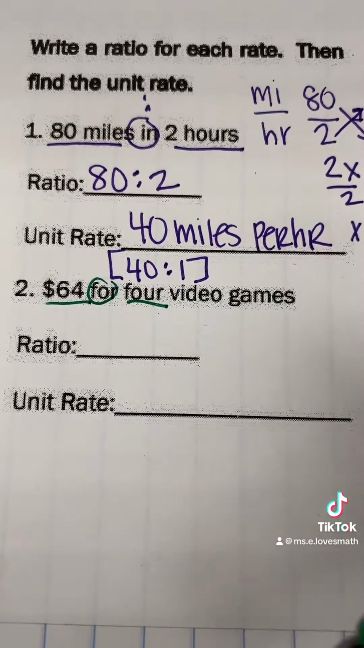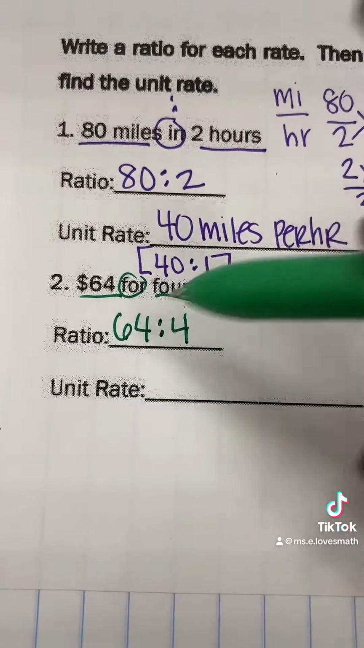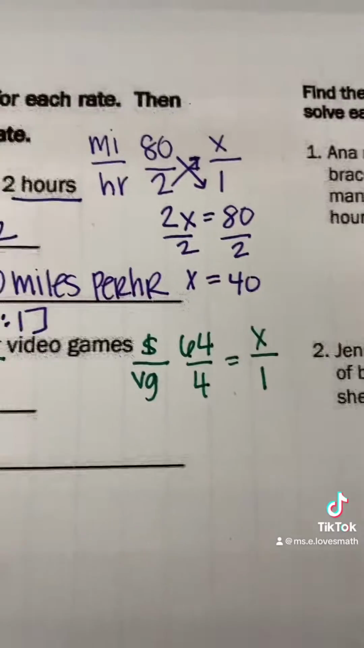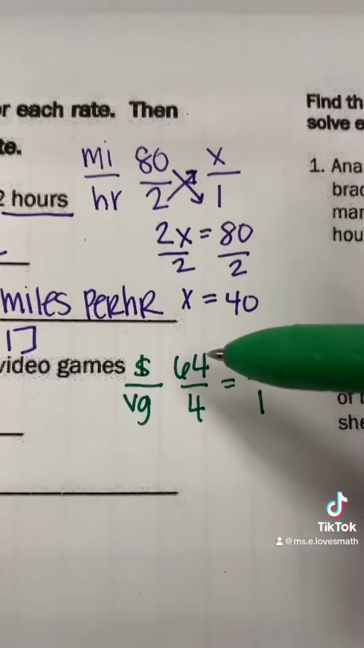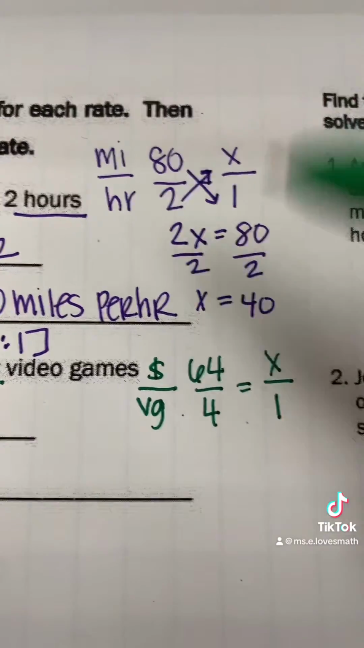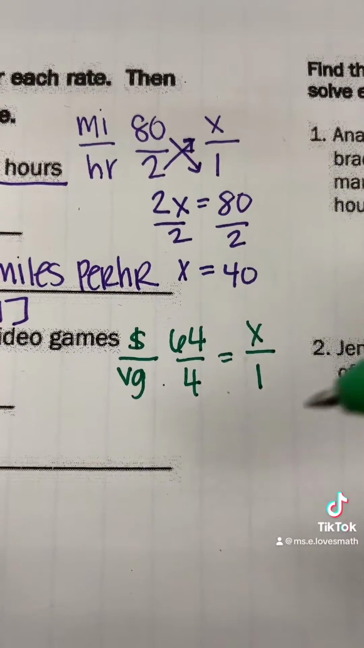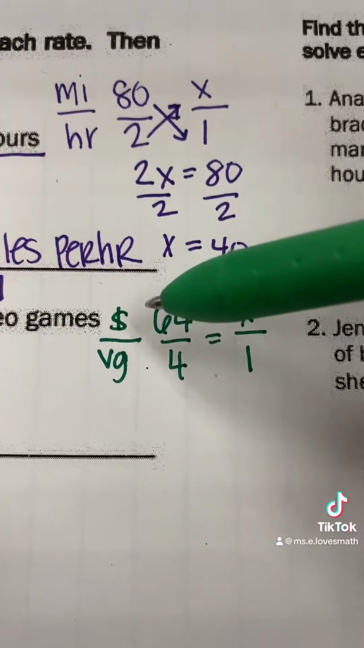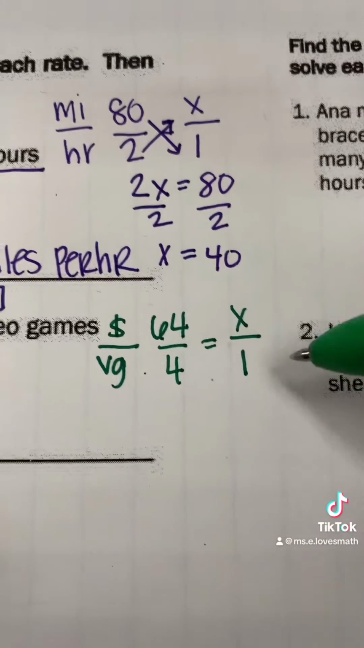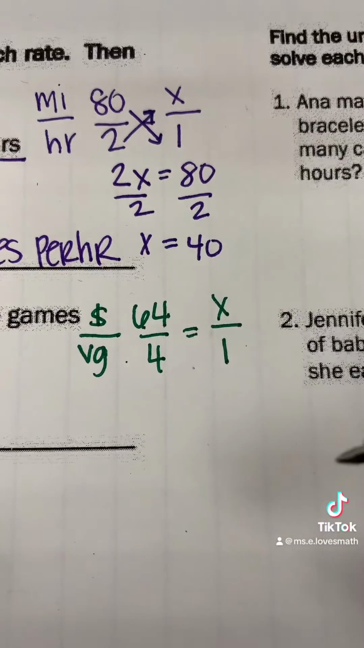We have $64 for 4 video games. Our ratio is 64 to 4. To find the unit rate, we want to know how much money for 1 video game. So you always put the money on top. You always want to know the price per video game, the price per whatever you're purchasing or buying. So money always goes on top, and we want to know for 1 video game. So I abbreviated VG for video game.